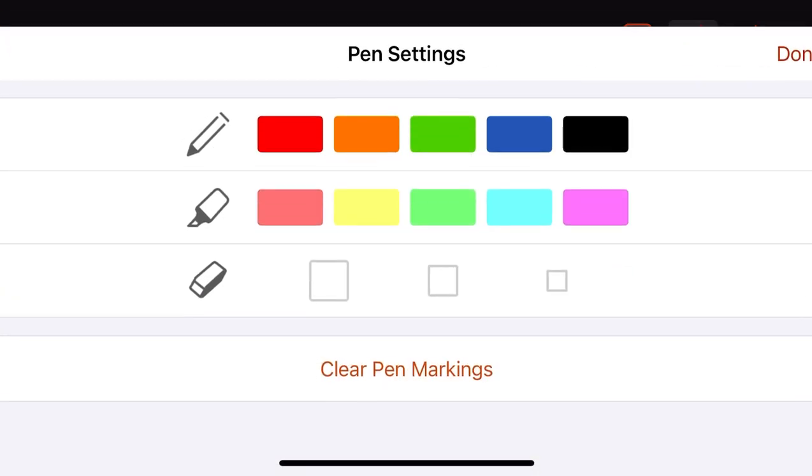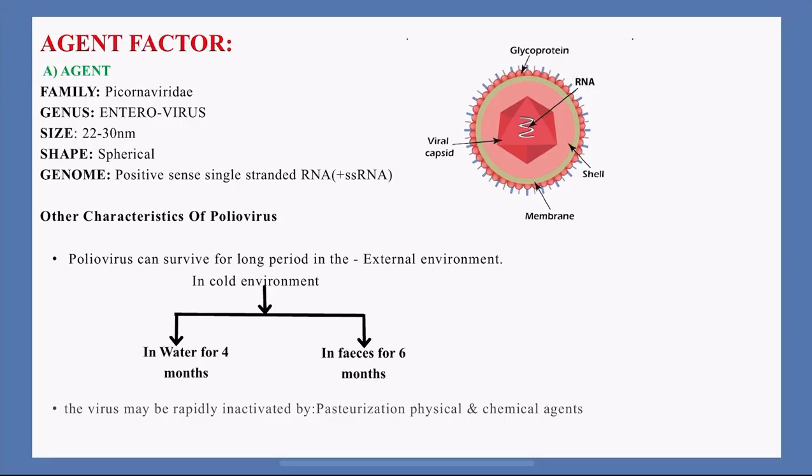Okay. Is it clear about the virus? It is spherical in shape. It is a single-stranded RNA virus. It belongs to the family Picornaviridae and genus Enterovirus. Is it clear? It will survive for long periods, and we saw it will survive for 4 months in water and 6 months in feces.